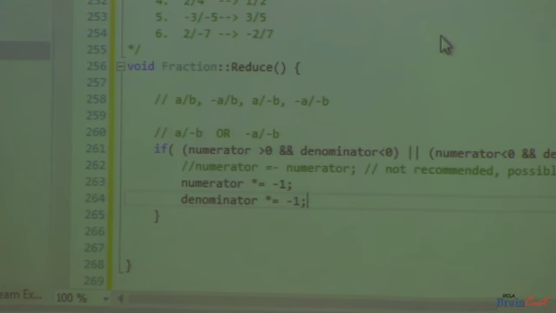You can reduce the Boolean logic to this, denominator less than 0. Yes, we can. Very good observation. The question is, in the interest of writing clearly readable code, the way I've written it makes it painfully obvious that this corresponds to the first case, and that corresponds to the second case. The student very correctly and cleverly pointed out that you can reduce this to just the case the denominator is negative.